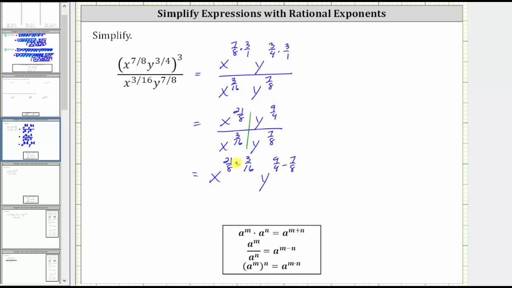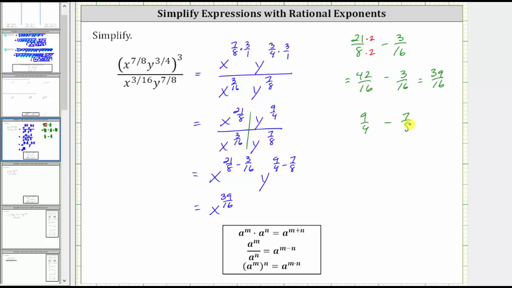For the exponent on x, we have 21/8 minus 3/16. Before subtracting, we must obtain a common denominator. The least common denominator is 16, and therefore we write 21/8 as an equivalent fraction with the denominator of 16 by multiplying the numerator and denominator by 2. This gives us 42/16 minus 3/16, which is equal to 39/16. So we have x raised to the power of 39/16.